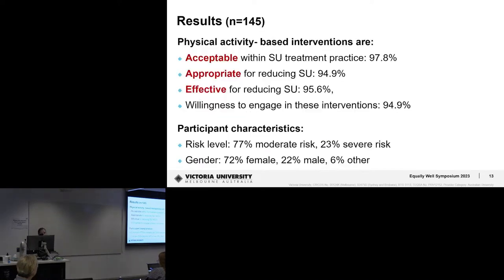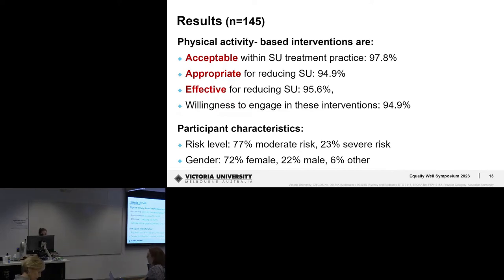The outcomes showed that young people found physical activity-based interventions very acceptable as part of substance use treatment practice. They found it very appropriate and also perceived it as effective for helping them reduce their substance use. And I had an immense 94.9% of young people who also expressed a willingness to engage in these kinds of interventions as part of the substance use treatment. I should note at this point, obviously, there's a certain selection bias because participants self-selected into the study, which we need to acknowledge when we look at the incredible acceptability of these interventions.